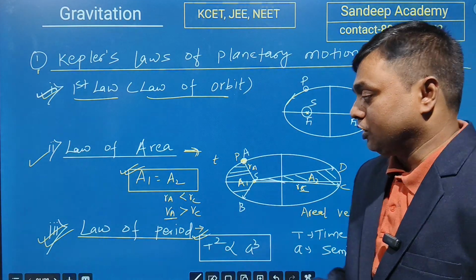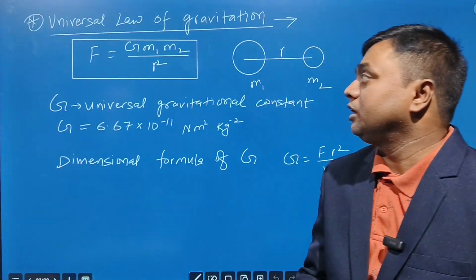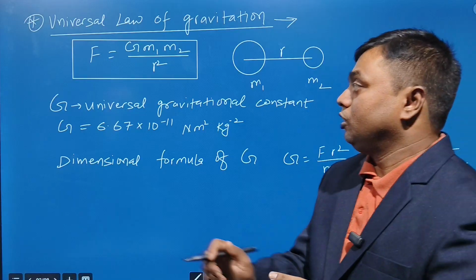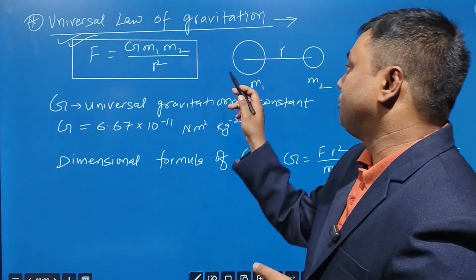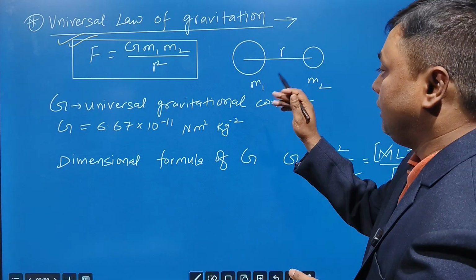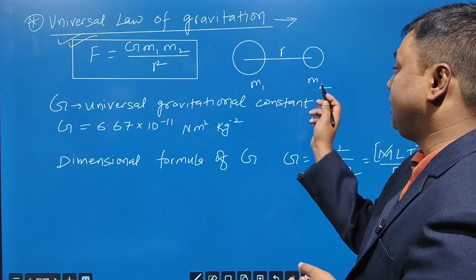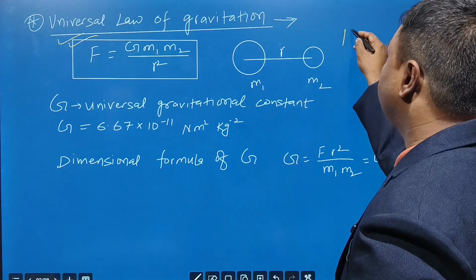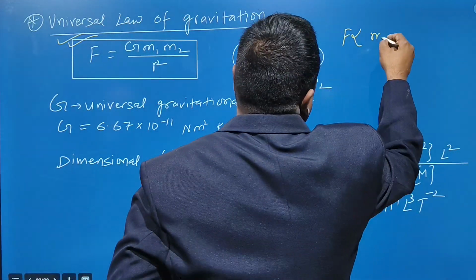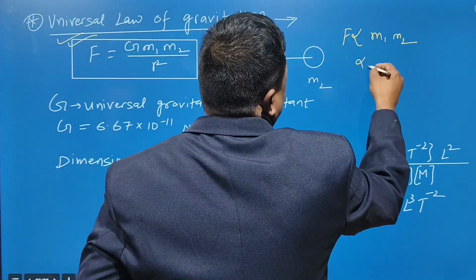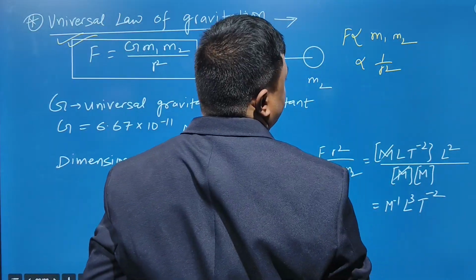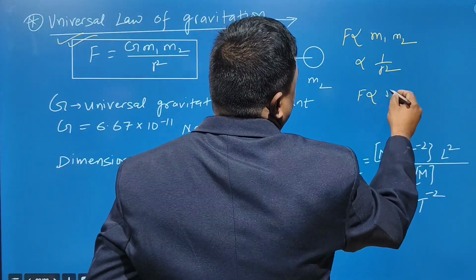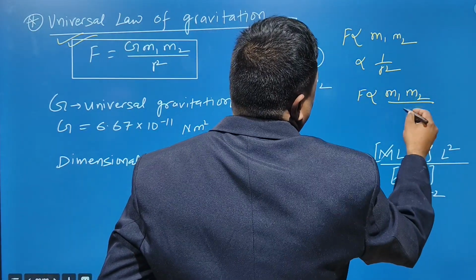I hope you understood these concepts. Next we talk about the universal law of gravitation. Whenever two bodies of masses M1 and M2 are there in the universe, separated by a distance r, there exists a force between them. That force is directly proportional to the product of the masses, and inversely proportional to the square of the distance between them.